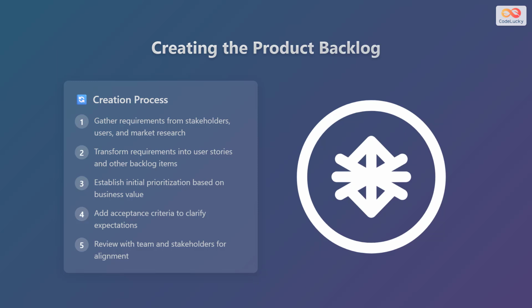To create a product backlog, first, gather requirements from stakeholders, users, and market research. Next, transform these requirements into user stories and other backlog items. Then, establish an initial prioritization based on business value. Add acceptance criteria to clarify expectations, and finally review the backlog with the team and stakeholders to ensure alignment.